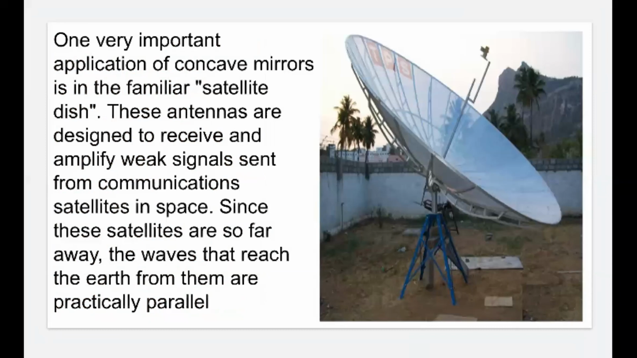We all have seen this. This is one very important application of concave mirror, which is the satellite dish. These antennas are designed to receive and amplify weak signals sent from communication satellites in space. Since these satellites are so far away, the rays that reach Earth from them are practically parallel.